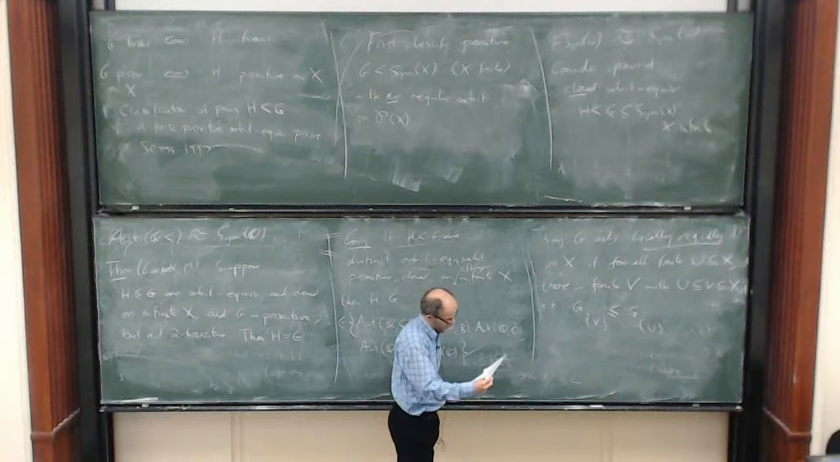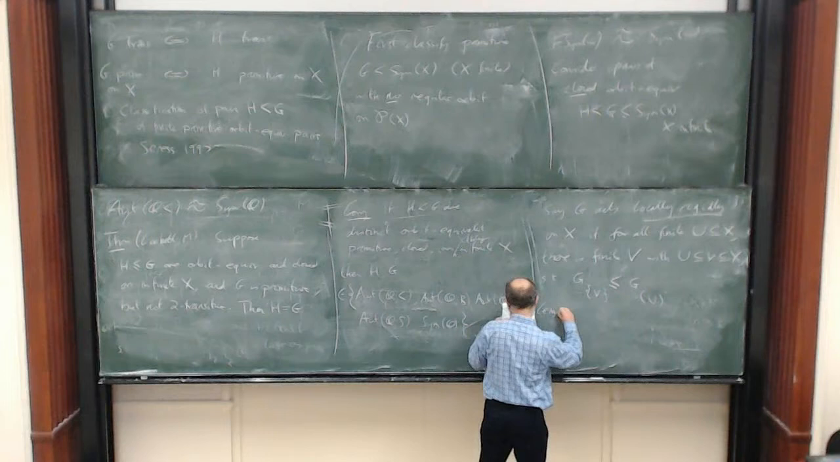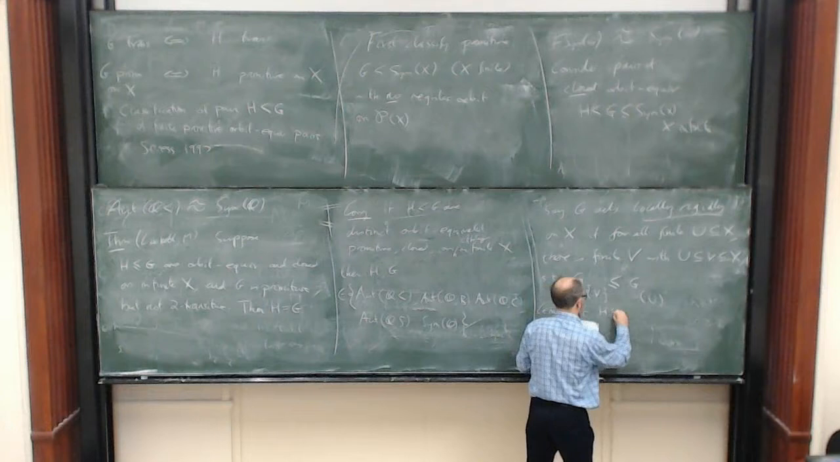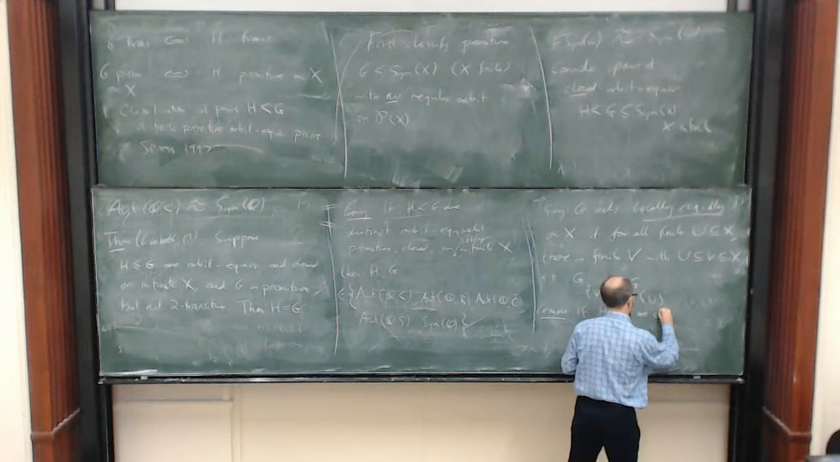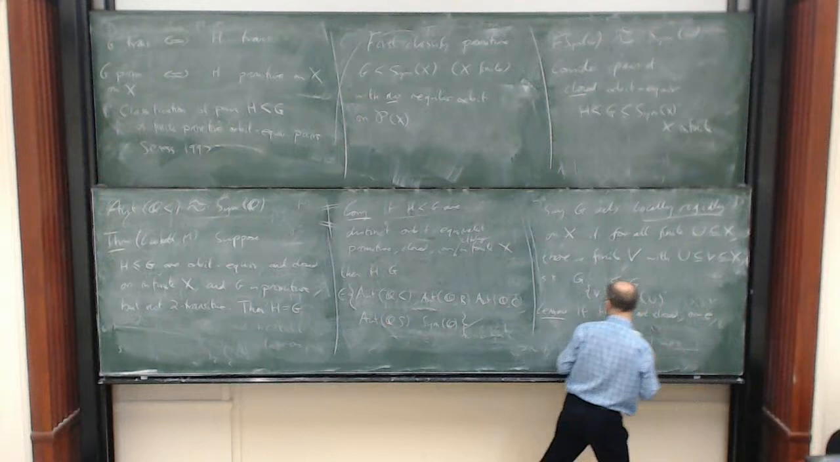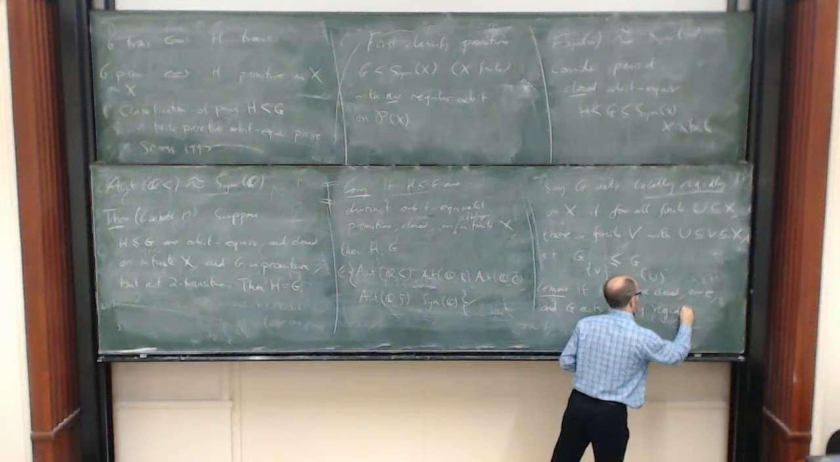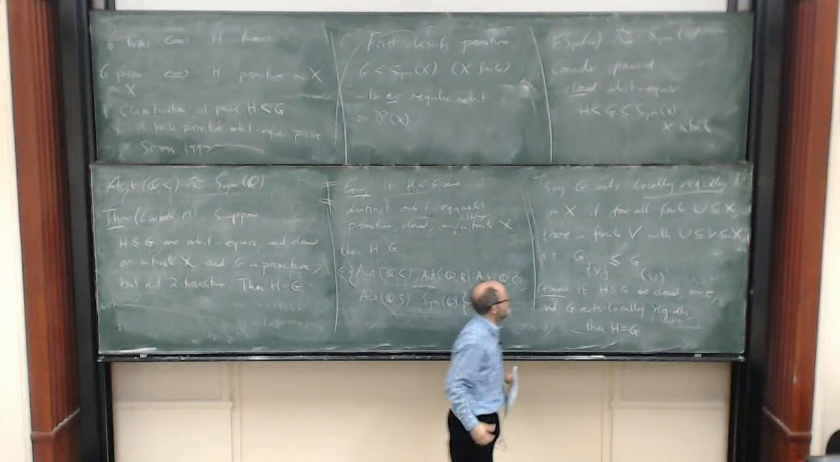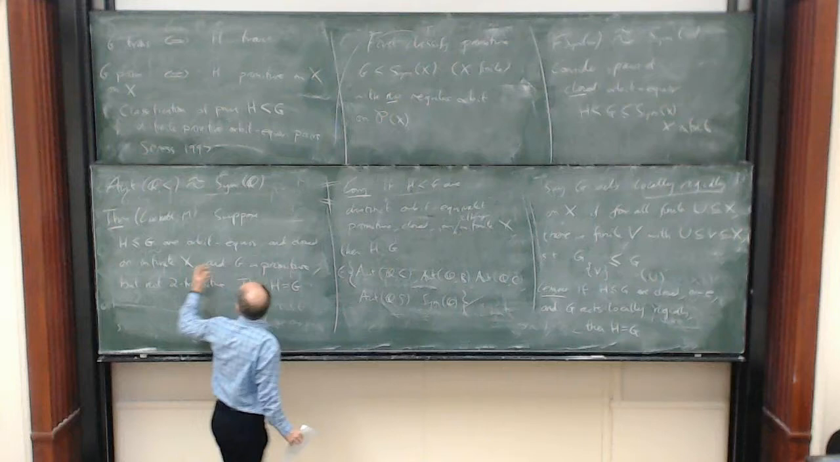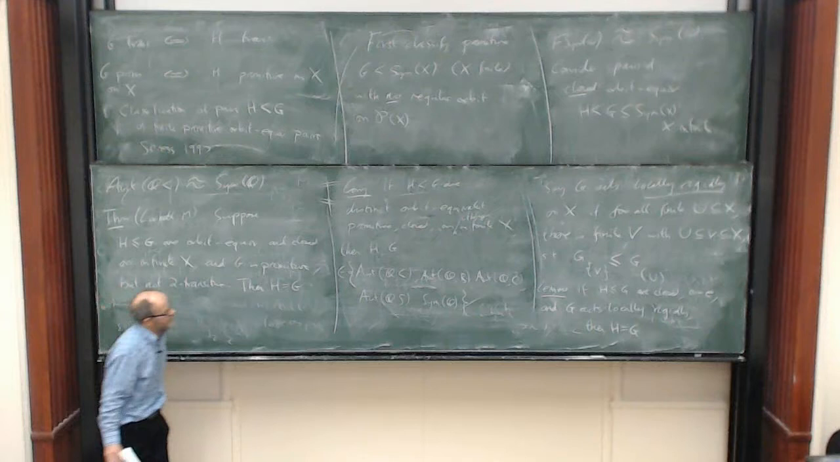And then there's an easy lemma, which I'll leave, but if H containing G are closed, orbit equivalent, and G acts locally rigidly, then H equals G. So that's just a few lines to prove that. So we want to show that in this sort of situation, where G is primitive, not too transitive, then G acts locally rigidly.